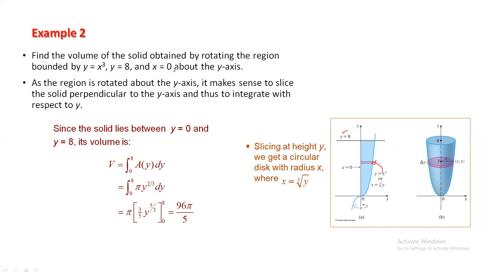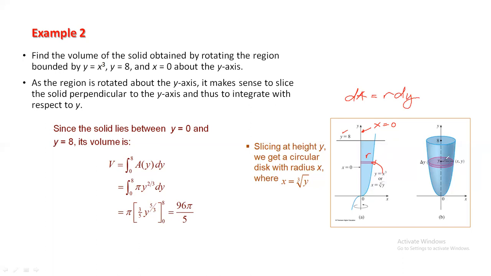Y equal to x cubed, and x equal to 0. So your x equal to 0 is your y-axis itself. So this area, the one shaded in blue, will be rotated around the y-axis, and what will be formed is this solid. So in this case, what's our differential area? The differential area is R, whatever is this R, dy.